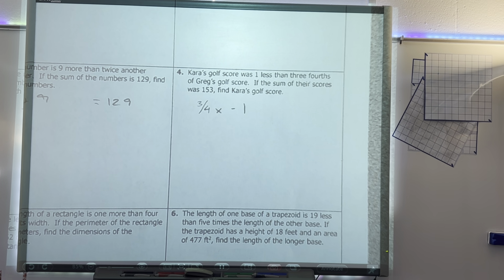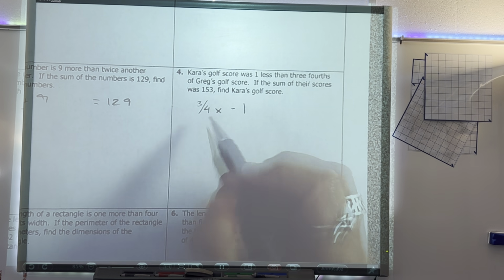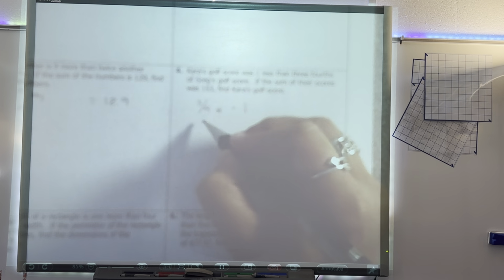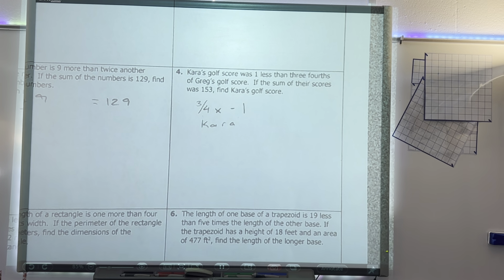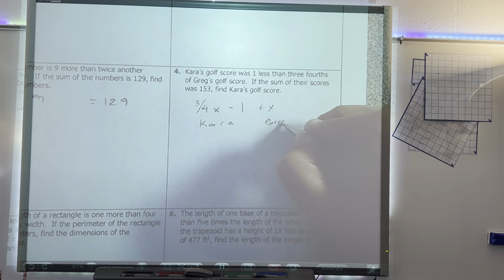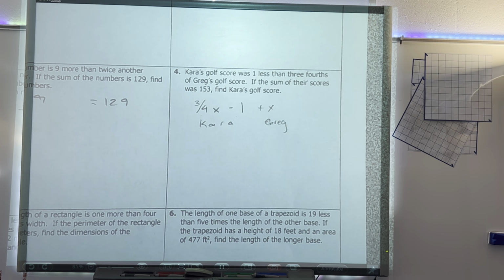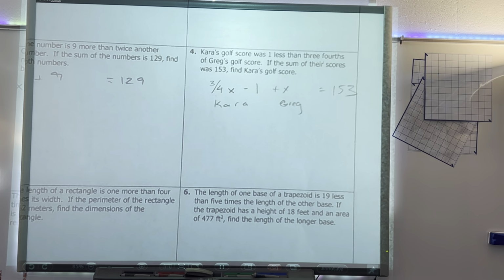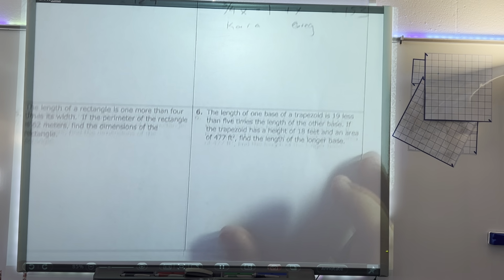And then it says the sum of their scores. So this is her score. His score is what? Because this is Kara's score, right? That's how we write Kara's. Well, what is Greg's score? What are we calling it? His score is X, and we're talking about the sum of that. Then I need to add Greg's score in there because they're talking about the sum. Equals 153. So we had to have Greg too. Does that make sense? All right.